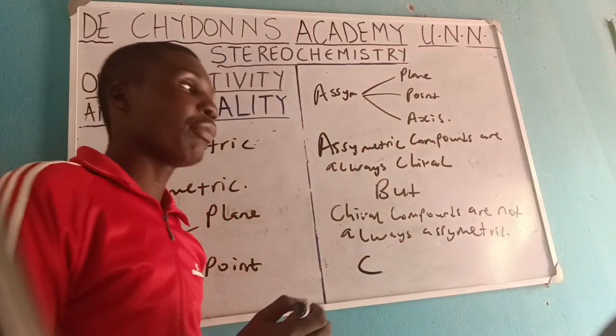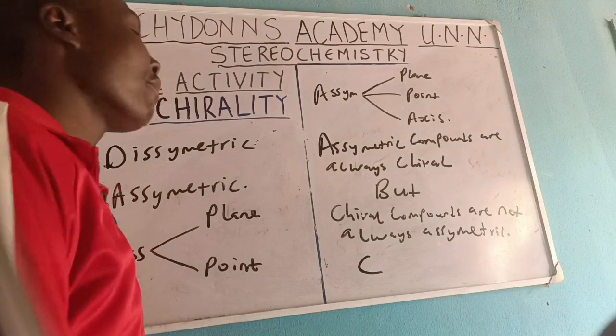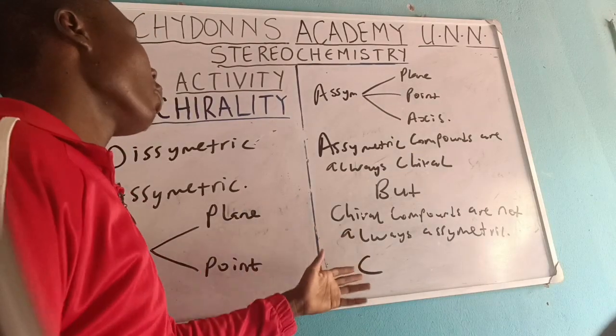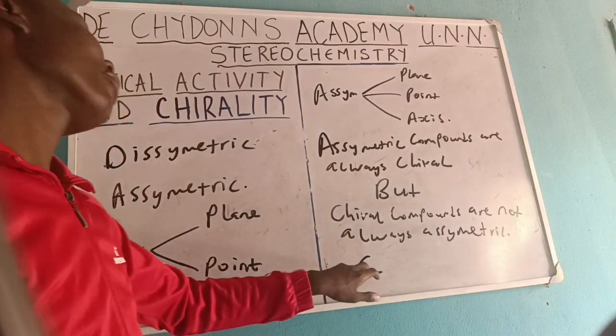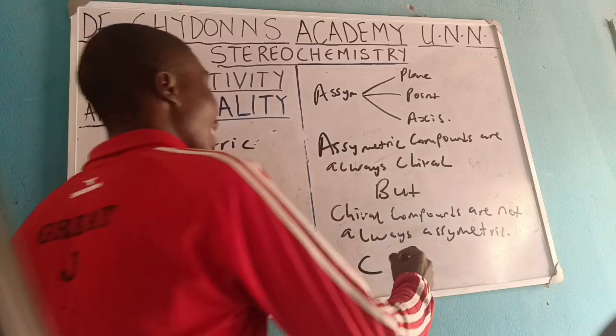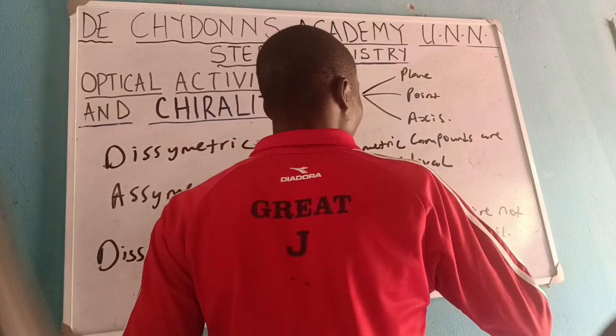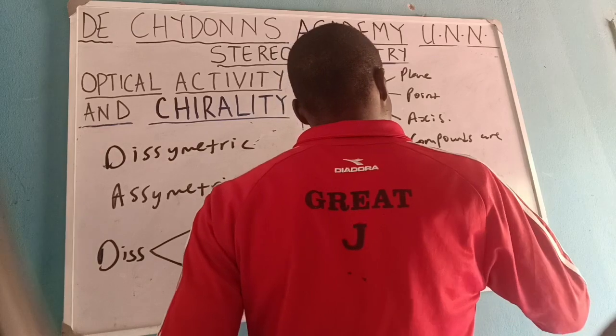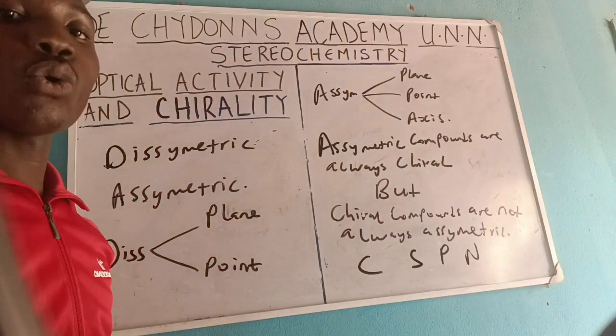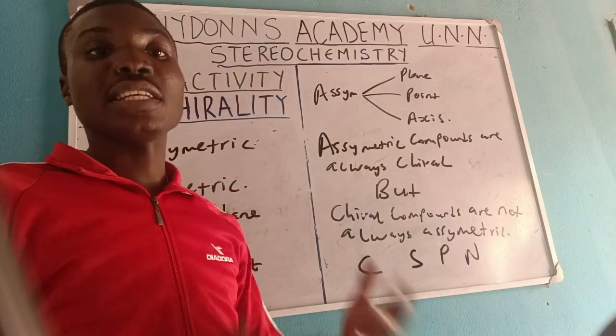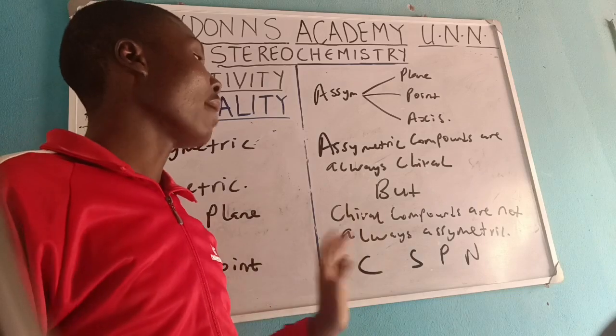So carbon, asymmetric carbon, like when we have a carbon having four different substituents, can also exhibit chirality. And apart from compounds that have carbon, compounds that have sulfur, phosphorus, or nitrogen can also show some level of chirality if the substituents and other things are put in order.